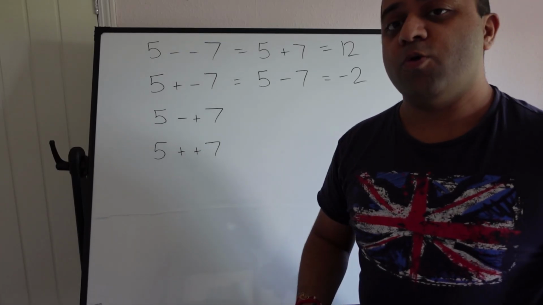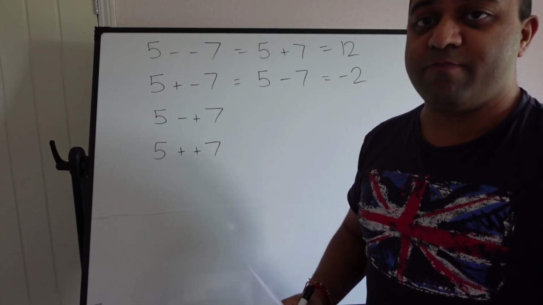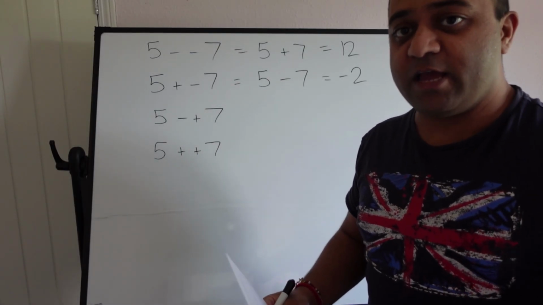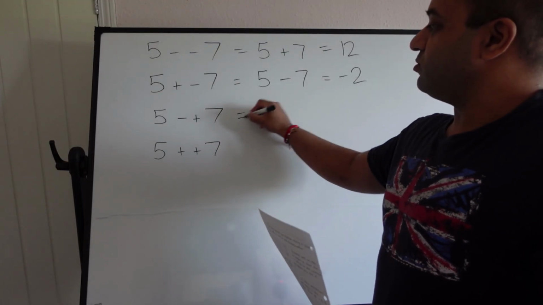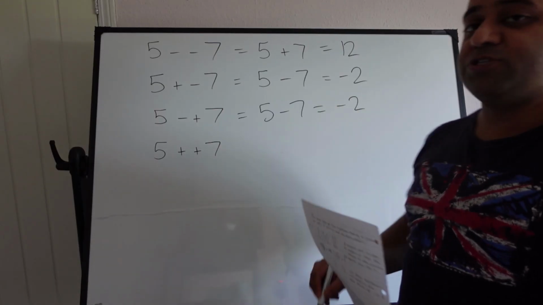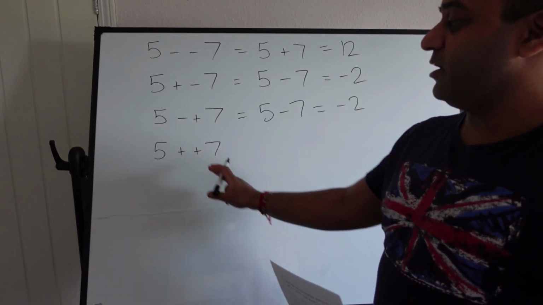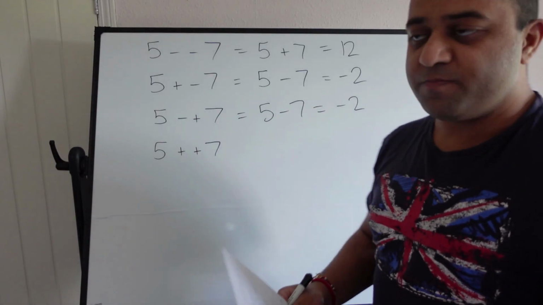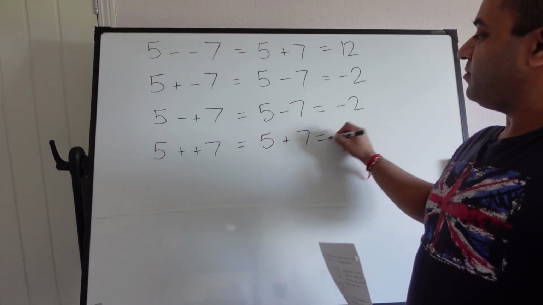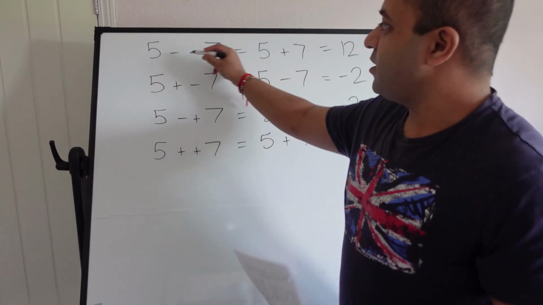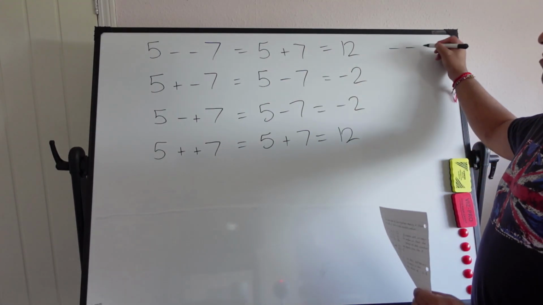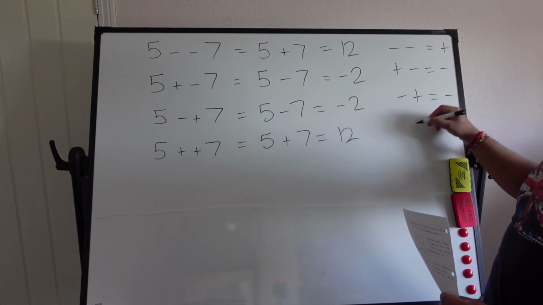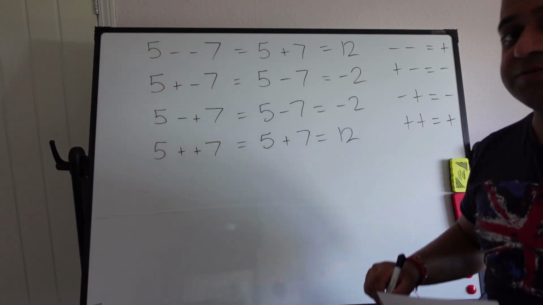In the third example, we've swapped the plus and the minus, but it's still the same result. 5 subtract positive 7 is just the same as saying 5 subtract 7. So just like the one above it, that results in minus 2. And for the final example, 5 add positive 7 is effectively just 5 add 7, which results in 12. So these are our rules. Two minuses next to each other make a plus and a minus make a minus and a plus make a minus, and two positives or two pluses make a plus.